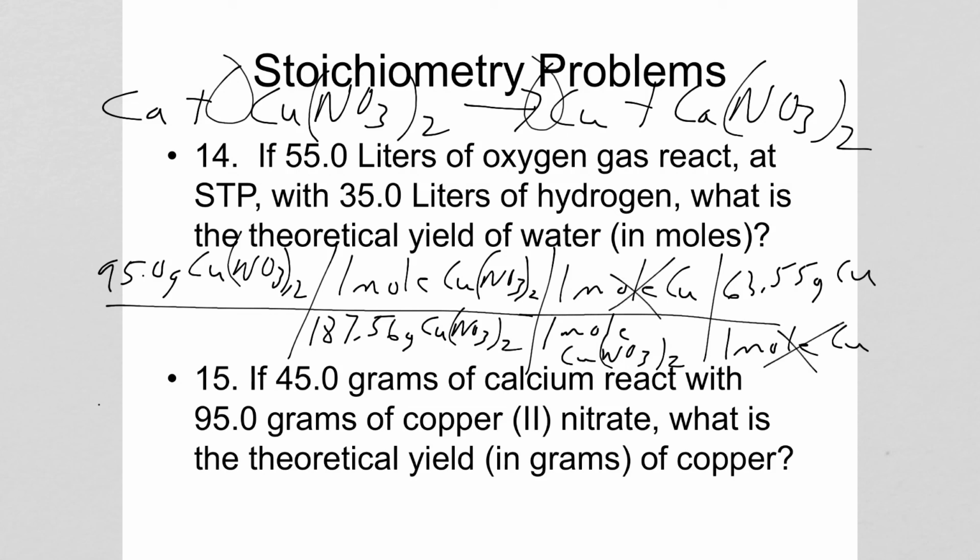Cancel out all our units except for grams of copper. Go ahead and do the multiplication and the division on bottom, and we end up with a theoretical yield of 32.2 grams of copper.